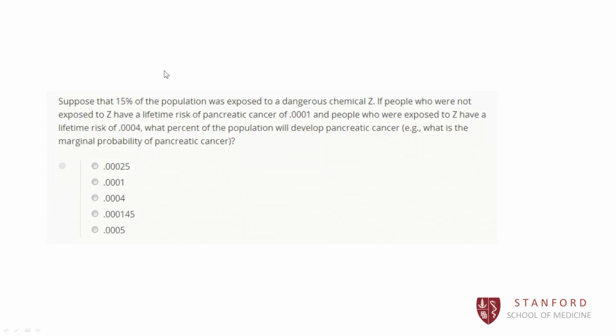This question reads, suppose that 15% of the population was exposed to some dangerous chemical Z. So if you're not exposed to Z, you have a lifetime risk of some bad thing happening of 0.0001. And if you are exposed to Z, your lifetime risk increases fourfold to 0.0004. So what percent of the population will develop this really bad thing? In this problem, it's pancreatic cancer. And so the way of doing this is to just use the law of total probability, which is just a fancy way of saying weight the percentages.